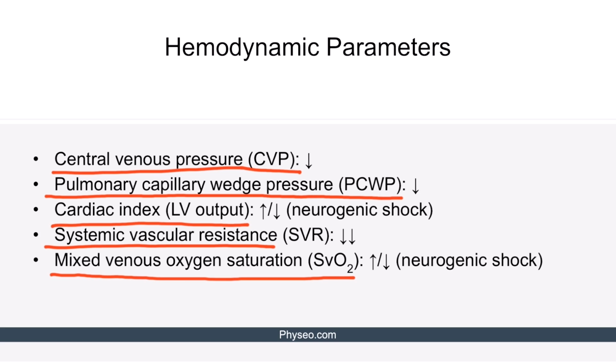So it might be helpful to think of the cardiac index being low in neurogenic shock, and as a result, slow blood flow through the tissues, which means more oxygen can be pulled out. So again, in neurogenic shock, the mixed venous oxygen saturation will also be low.